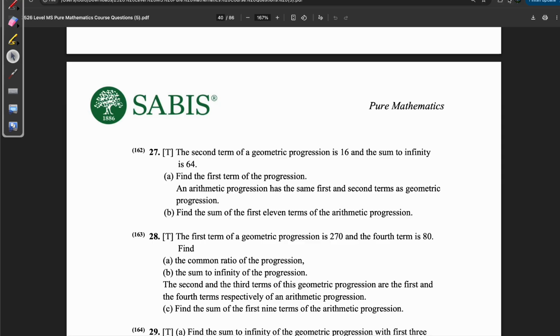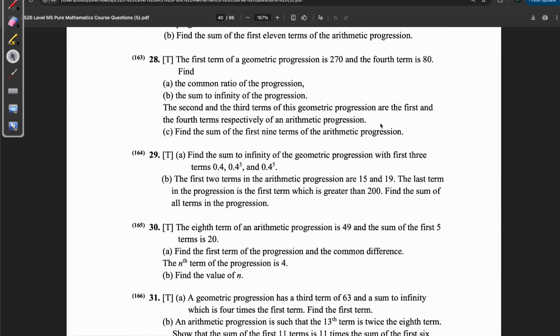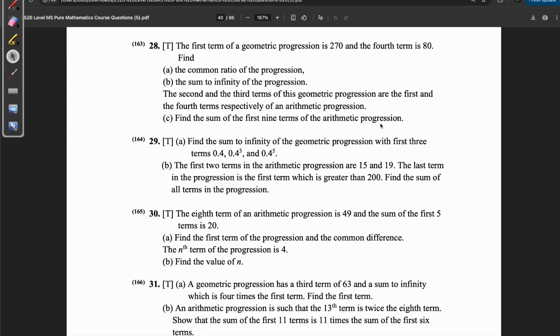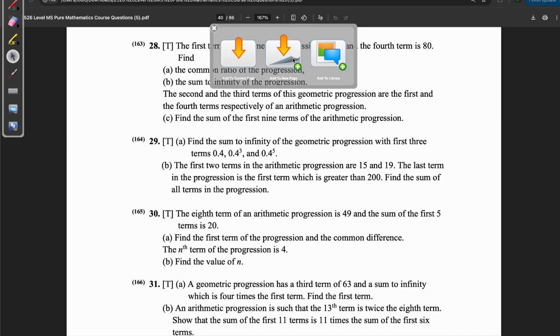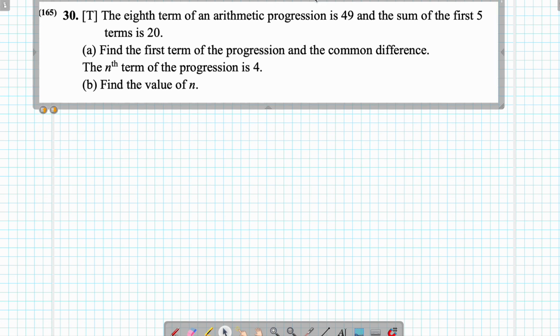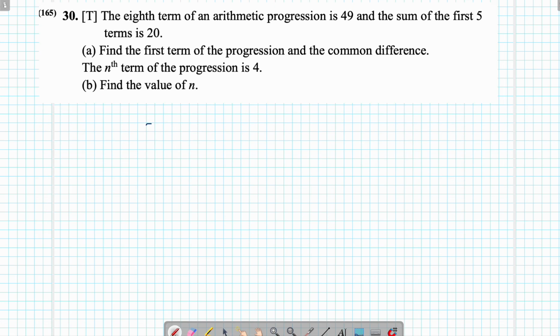Okay, now we move on to number 30. The eighth term of an arithmetic progression is 49 and the sum of the first 5 terms is 20. Find the first term and the common difference. Find the value of n. This should be really easy. So a1 plus 7d is equal to 49, and then you do the sum rule, so 5 over 2 times 2a1, which is what we're trying to find, plus 4d is equal to 20.